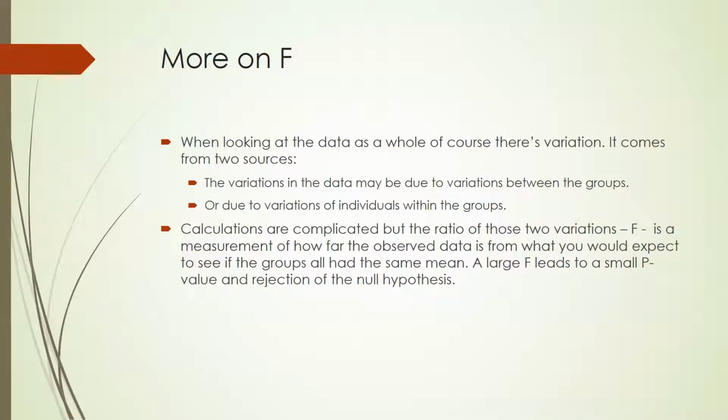So when you look at the data as a whole, when you go back to that screen where we just had the whole block of data, there's variation between the different weights, of course. And that variation comes from two sources. It comes from women being in different groups, being in excellent health or very good health or poor health, but it also comes just due to random variation within the groups. So the calculations are complicated, and you can see them in our textbook. But the ratio of those two variations, called F, is a measurement of how far the observed data is from what you would expect to see if the groups all had the same mean. So a large F leads to a small p-value in rejection of the null hypothesis.